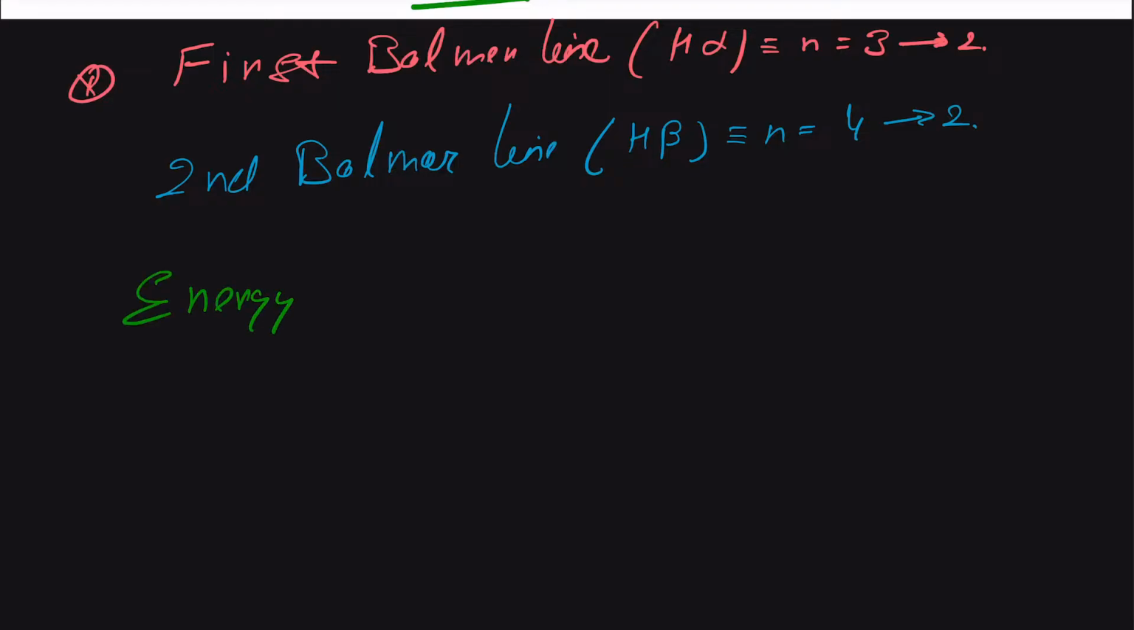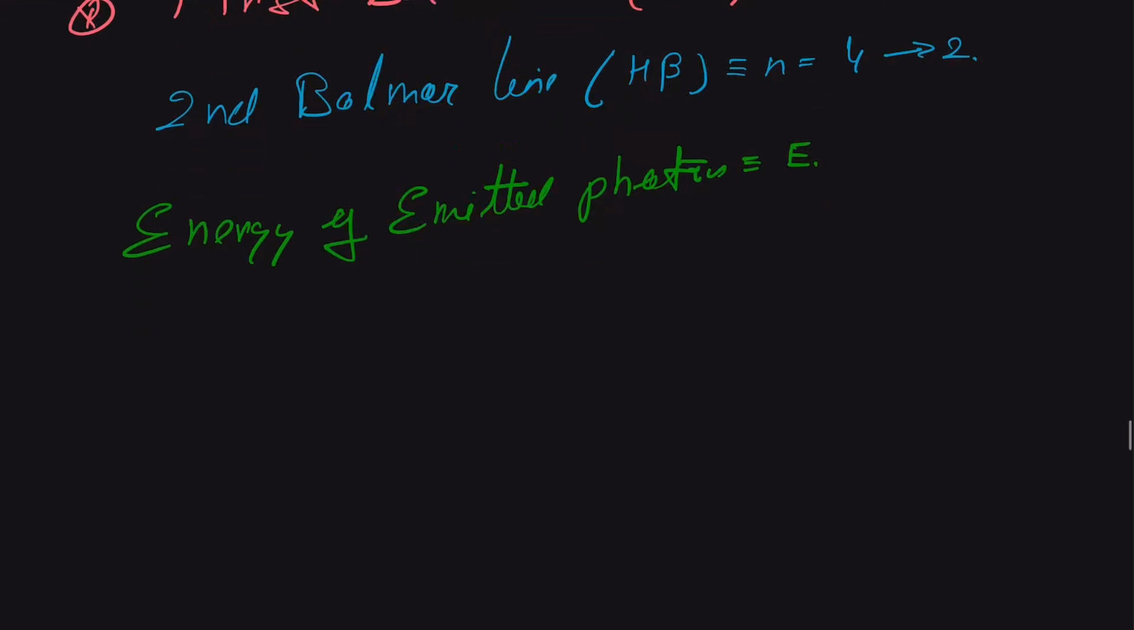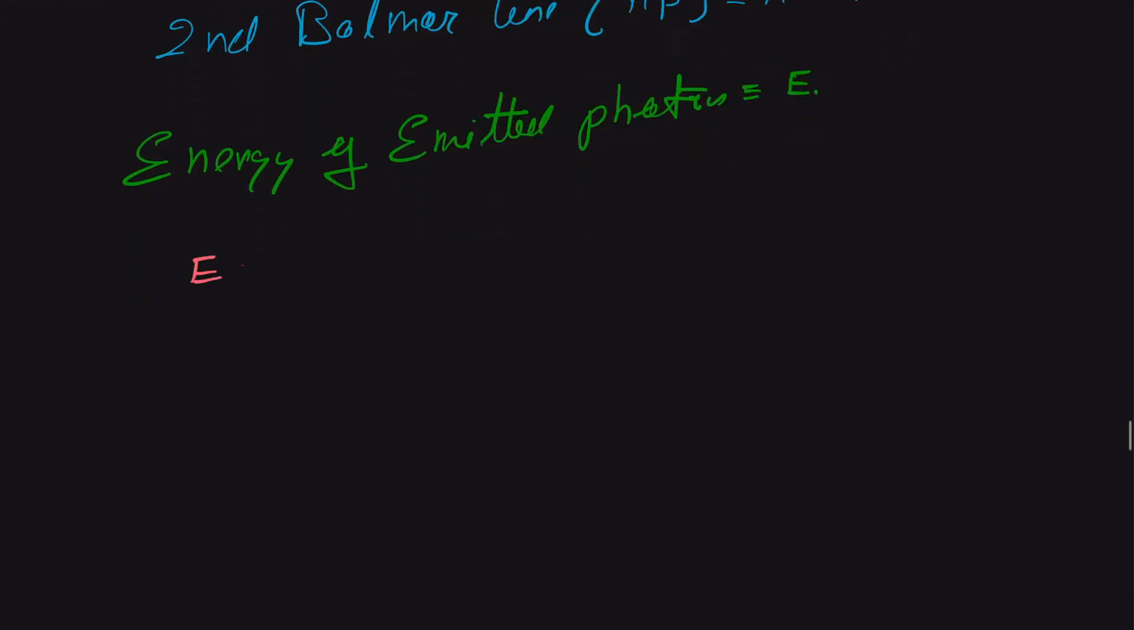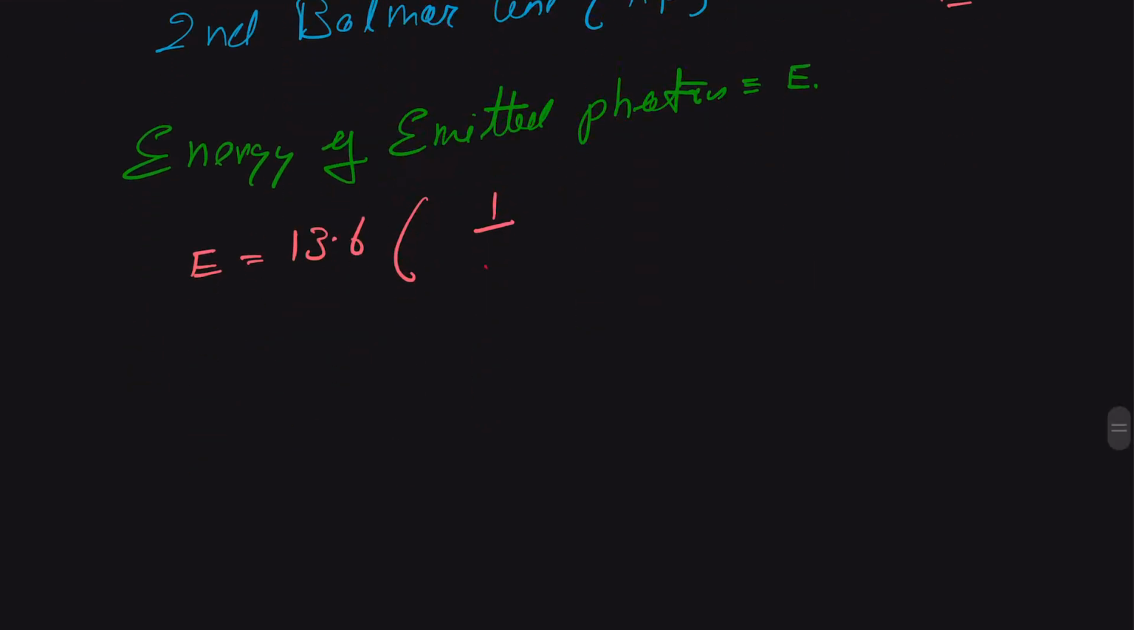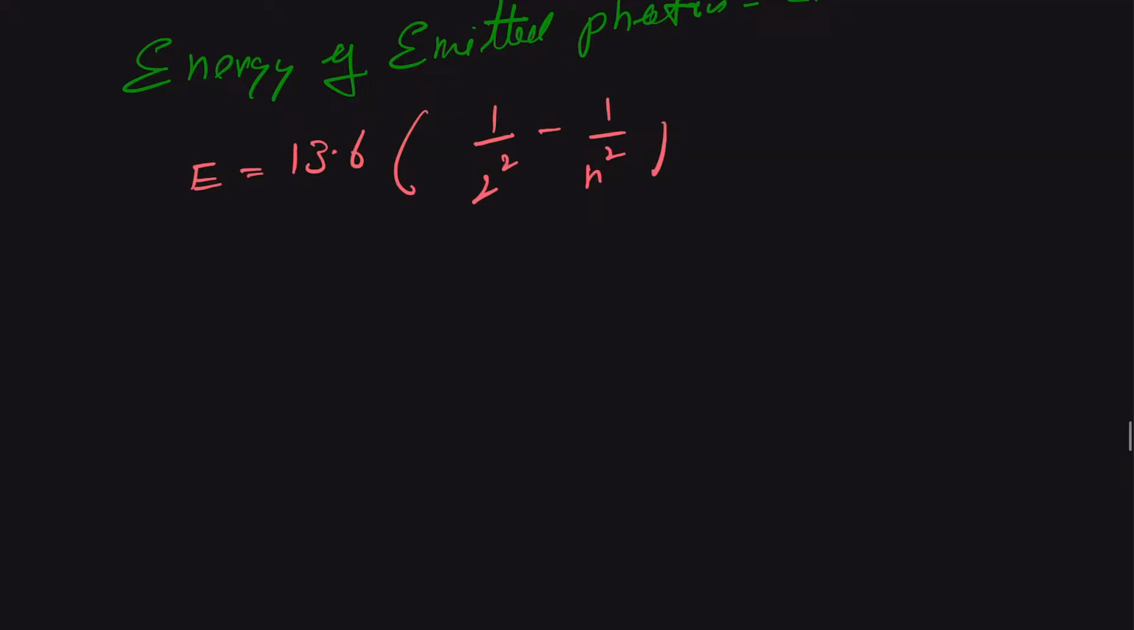energy of the emitted photon, let us suppose that is our E, then this E we can write in general will be equal to 13.6, and this is in electron volt, and the lower one is same for both, so we can write this as (1 upon 2 square minus 1 upon n square). And now we can divide this into Balmer first and Balmer second energies.